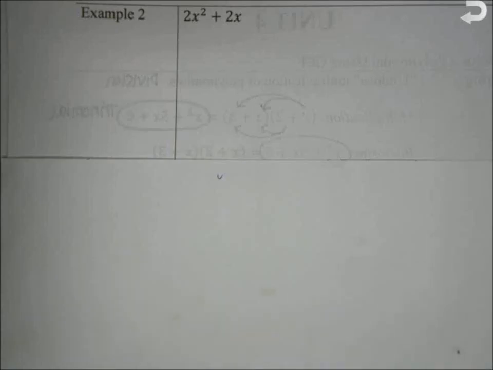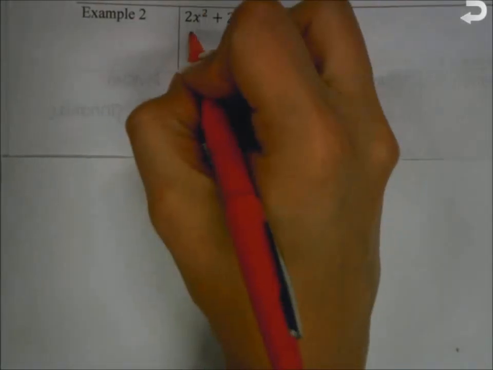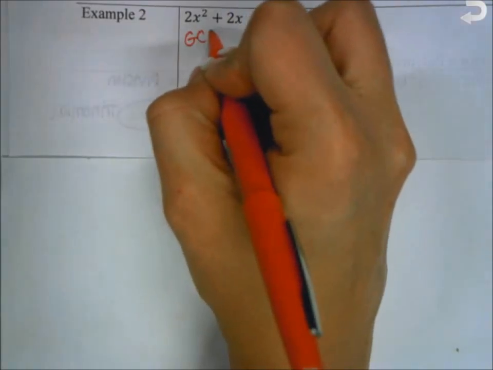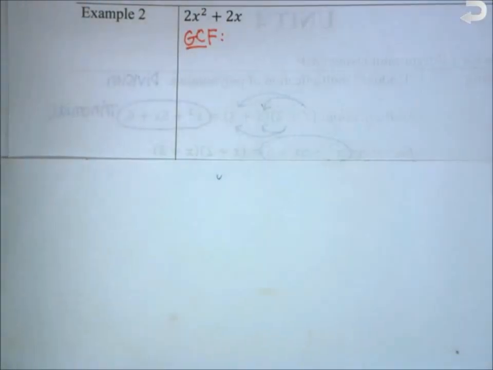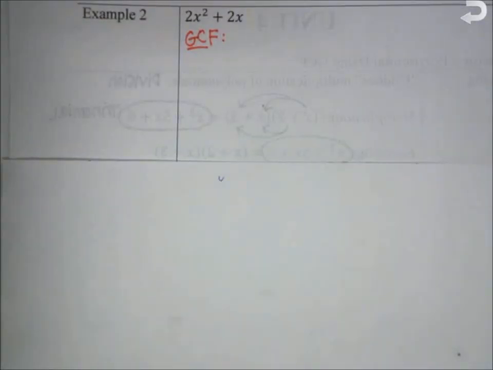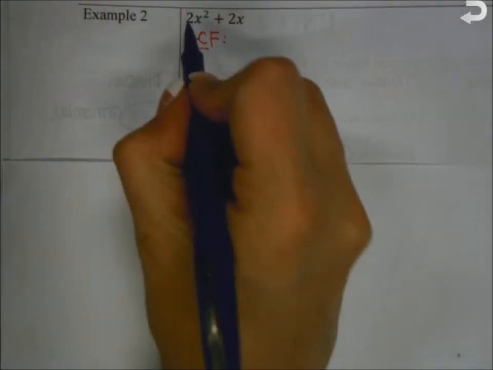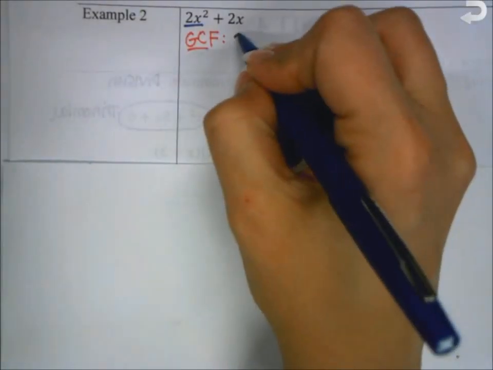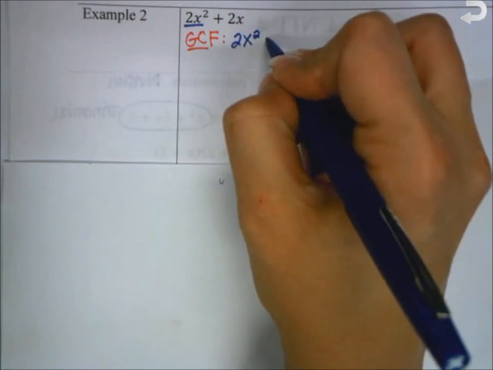Okay, so example 2, we have 2x squared plus 2x. So the first thing we want to do here is find the GCF. So I'm going to write it out, GCF, that's what we're looking for. And of 2x squared, we need to expand that out so that we only have the factors. So how could we expand out 2x squared to make it a product?